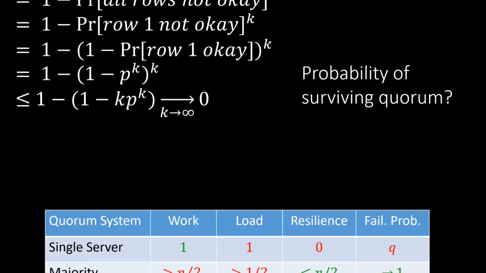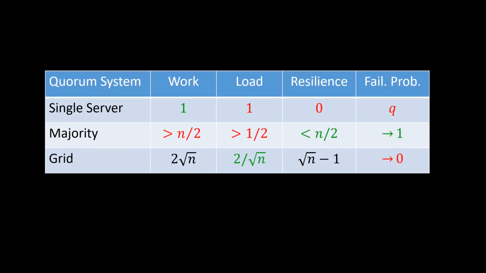Let's go back to our overview table. We just computed the result in the bottom right cell, showing that the probability to survive random node failures goes towards 0 for the grid quorum system. For the single server, we simply need to take the probability of the single server failing, which is q. This is also not good news, because eventually, over a long time, that single server might fail.